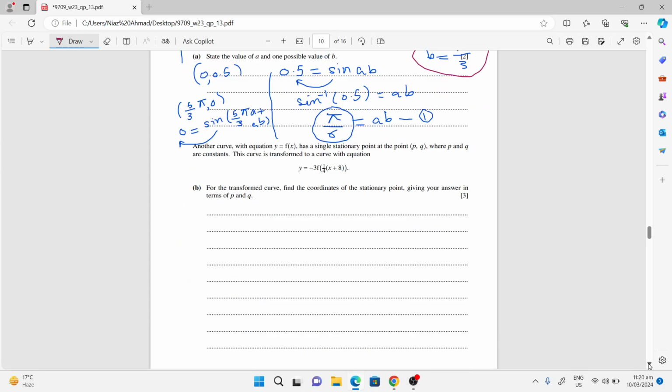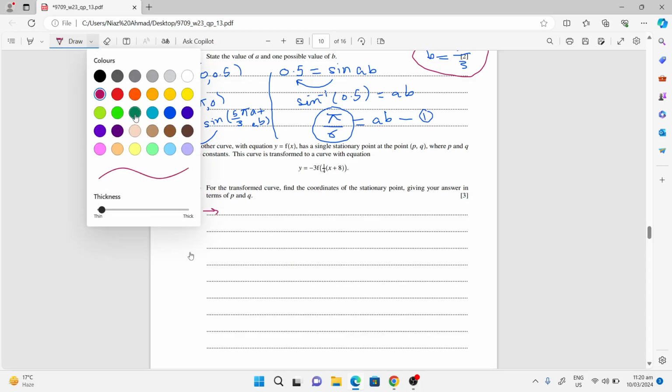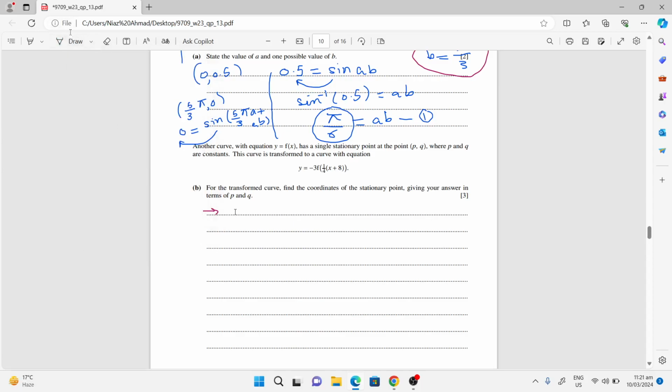Another curve with equation y equals f of x has a single stationary point at the point (p, q), where p and q are constants. This curve is transformed to a curve with this equation. Find the coordinates of the stationary point for the transformation of the curve, giving your answer in terms of p and q. This is actually the order of transformation.